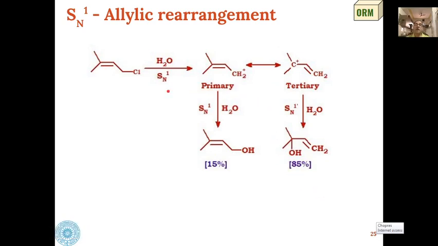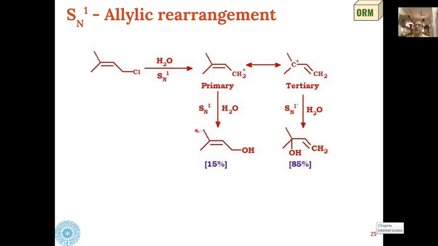Similarly, an allylic rearrangement can also take place. So if the reaction takes place by SN1 mechanism, first a carbocation will be formed by removal of this chloride. So this type of primary carbocation is formed, and if this moves to this place, this can change into a more stable tertiary carbocation. So when this reaction was done, this product was formed only in 15%. This is a normal product.